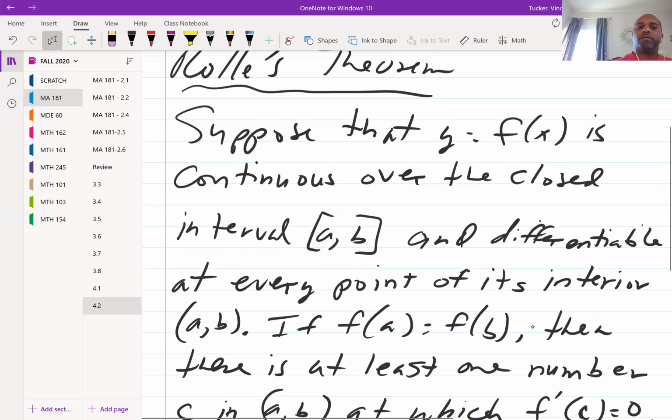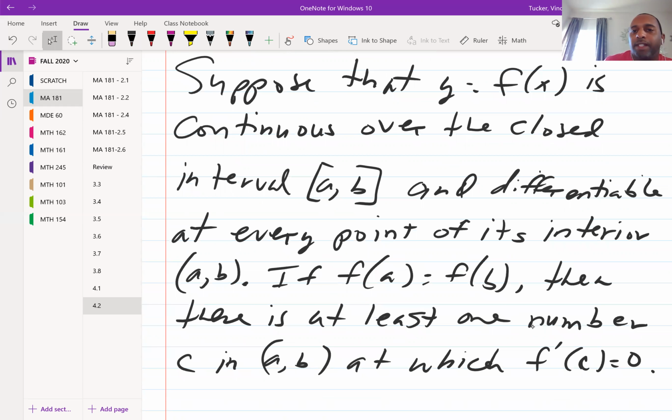All right, Rolle's theorem states that suppose that y equals f of x is continuous over the closed interval AB and differentiable at every point of its interior AB. If f of a is equal to f of b, in other words, when you plug in a to the function it is equal to when you plug in b, then there is at least one number c in that interval AB at which f prime of c is equal to 0.